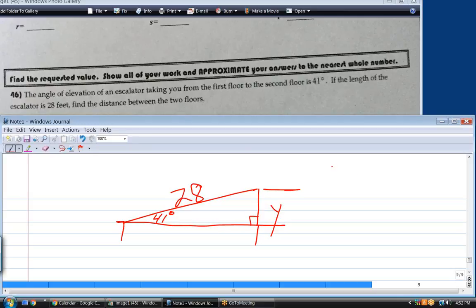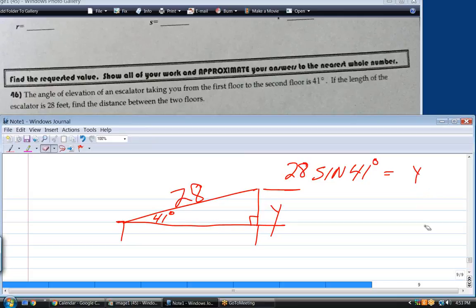The cosine of 41... Hold on. equals x over 28. What relates the 41-degree angle to y and 28? Oh, sine. Always taking sines of angles, and they're equal to ratios. So y just becomes 28 times that. Okay. That's the height between the 2 floors.